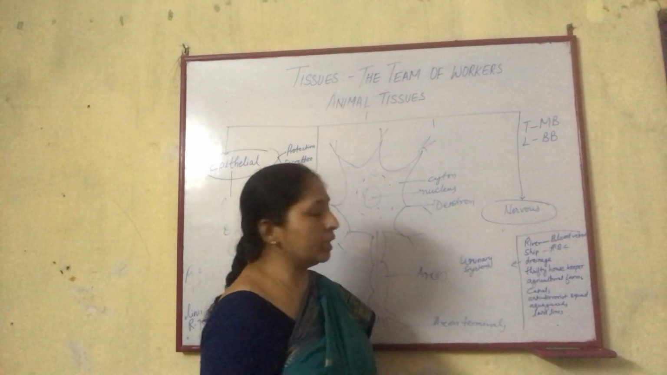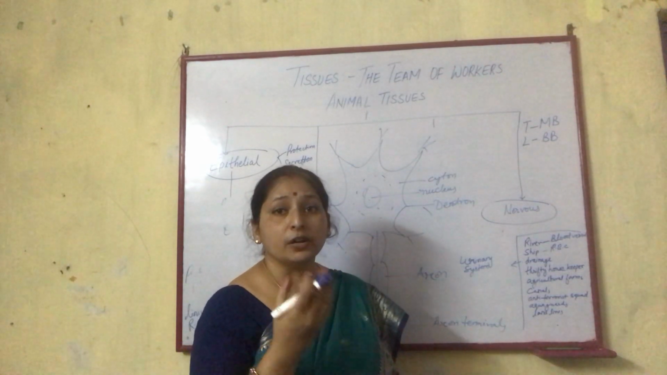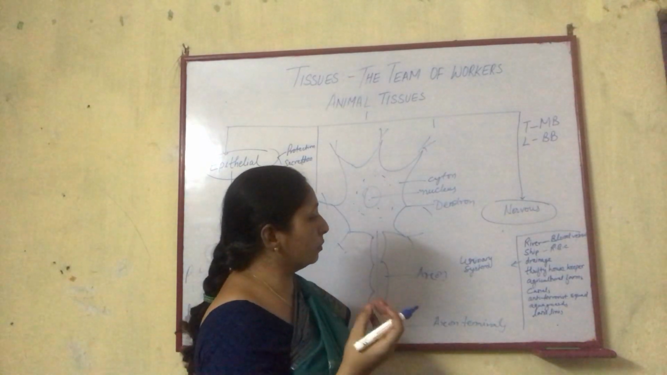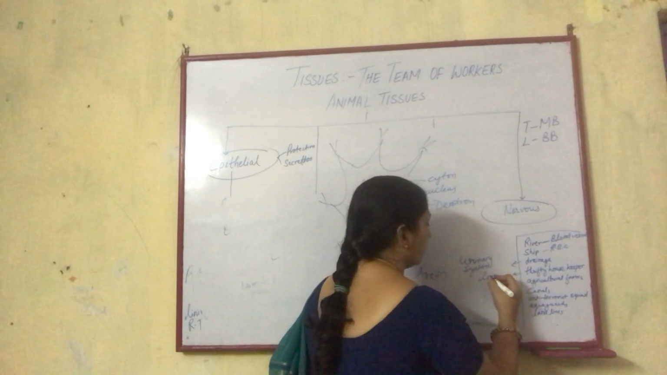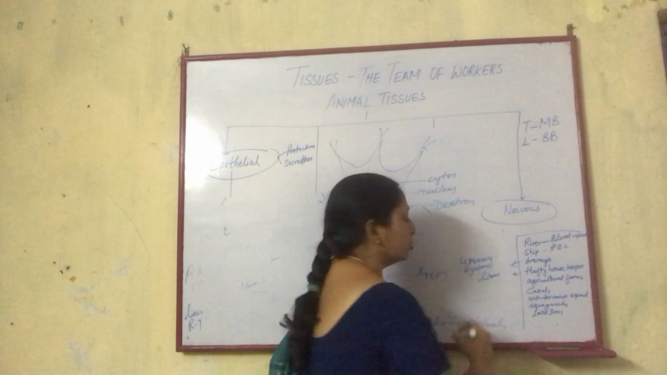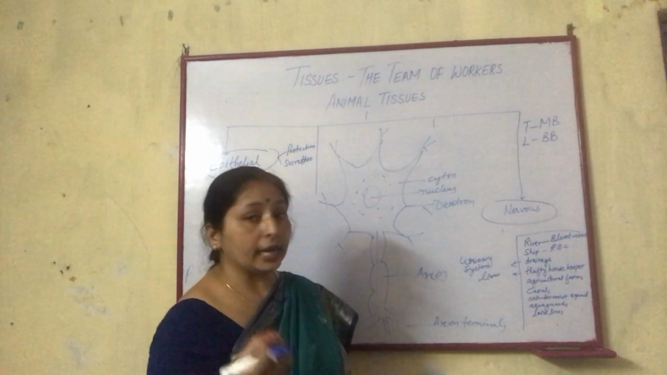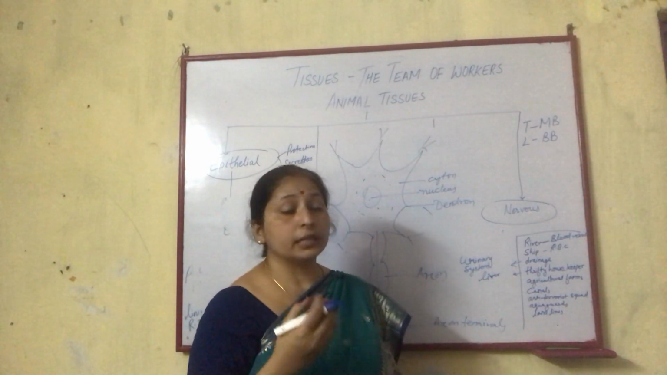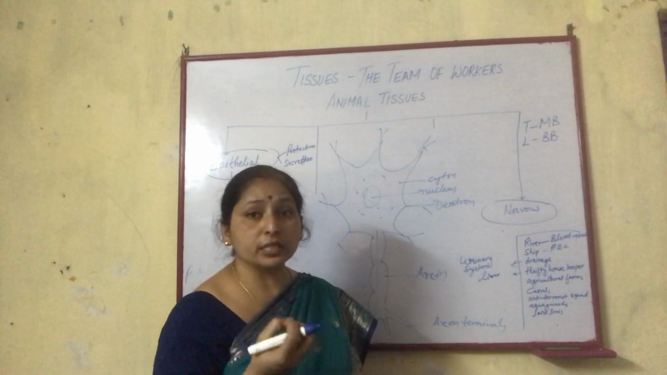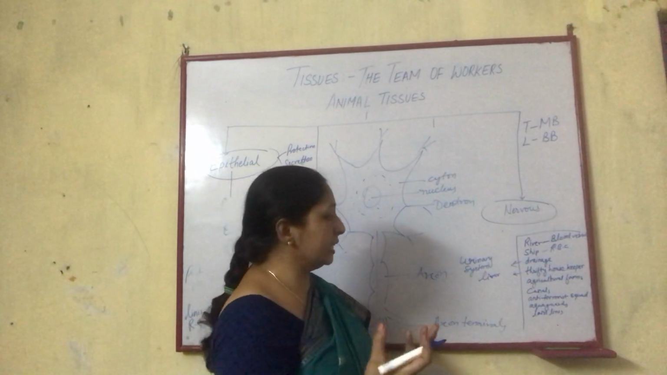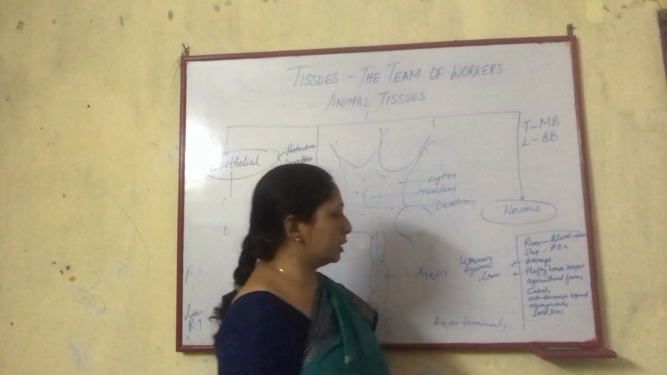Then thrifty housekeeper. Thrifty means not wasting, using money or something wisely. So thrifty housekeeper is the term for liver. Liver secretes bile juice, which is necessary for the digestion of fat, and these bile juices are stored in the gallbladder. So this is a very intelligent use, or you can say they are using it wisely. That's why the word is thrifty housekeeper.